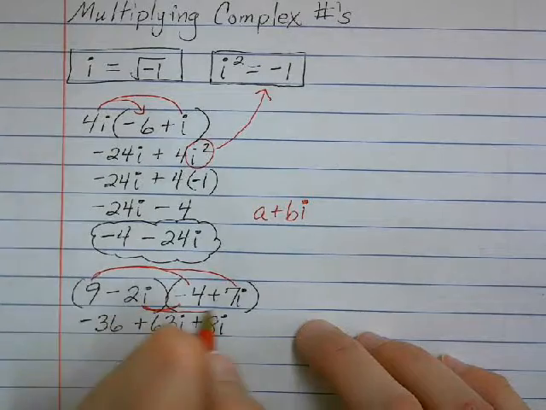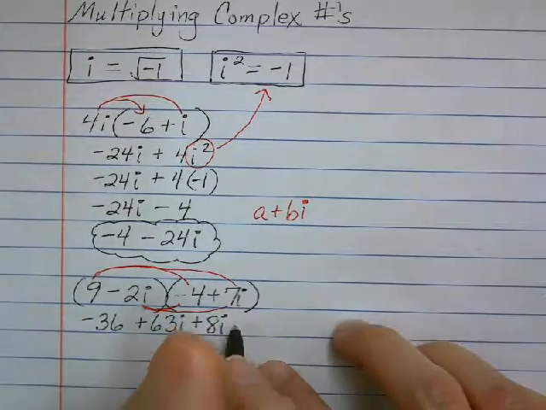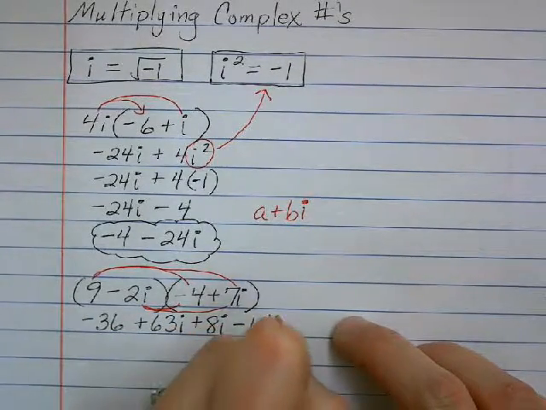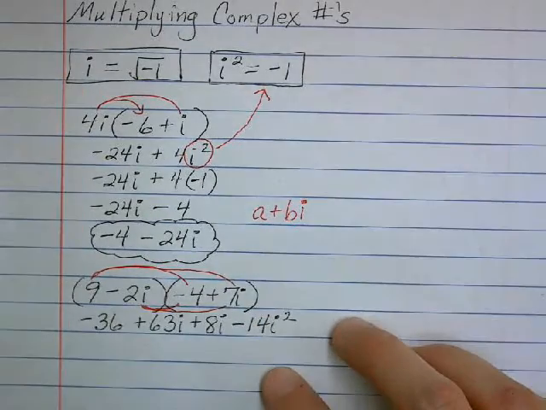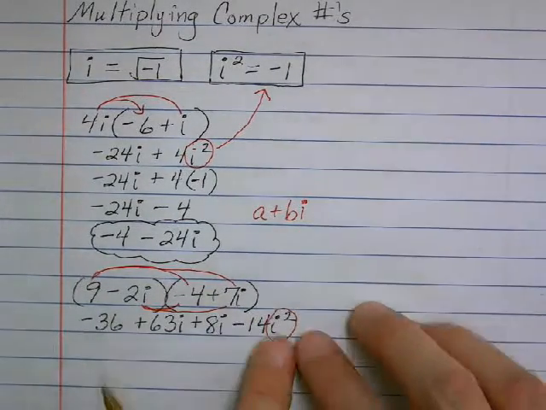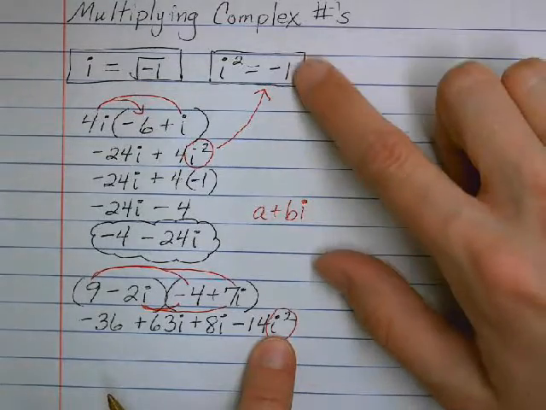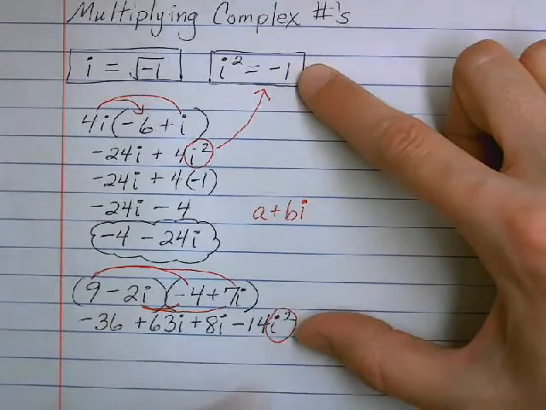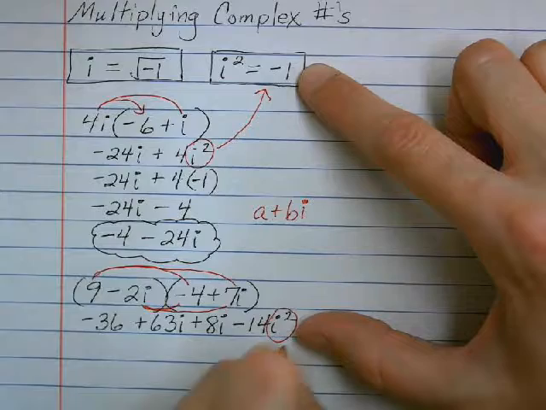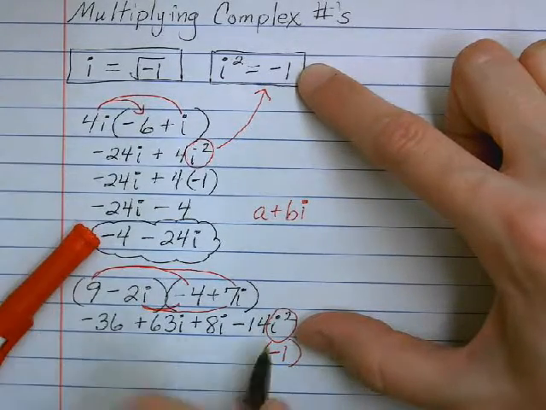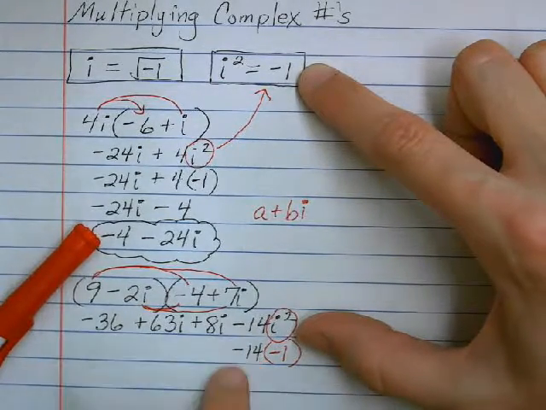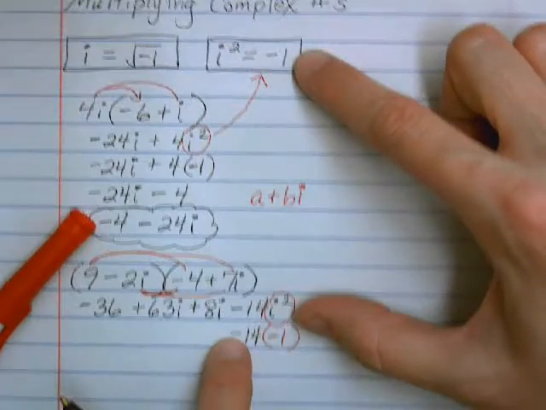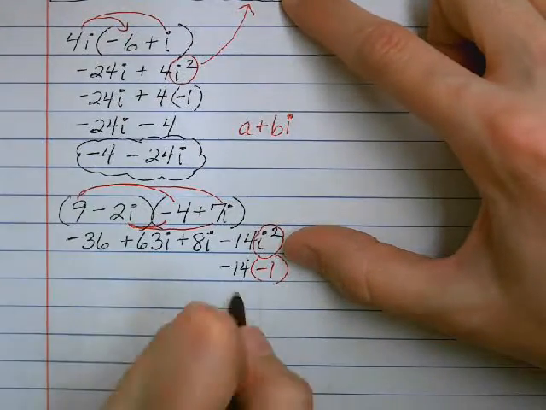And -2i times 7i would be -14i squared. Okay, here's an i squared term again. So again, if you refer up above, i squared equals -1. So that'll be a -1 again, which would end up giving us a positive 14.